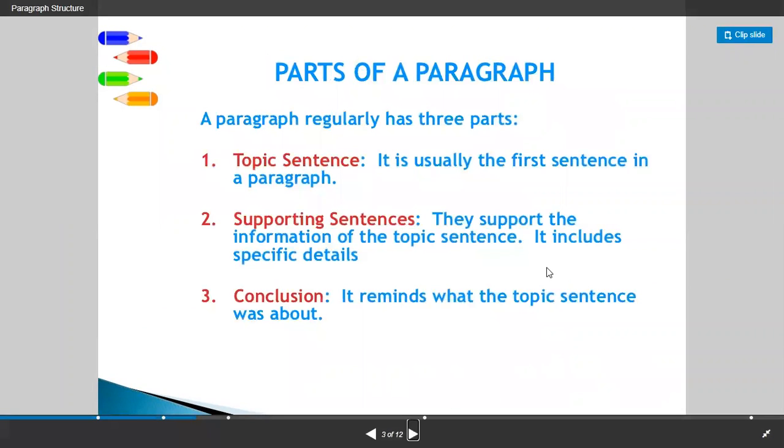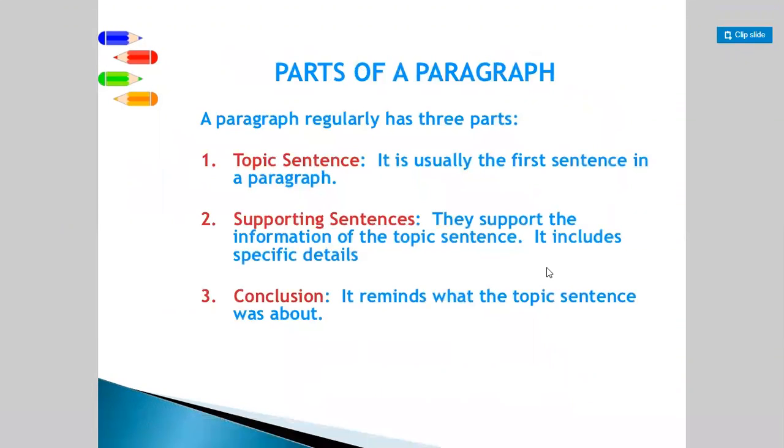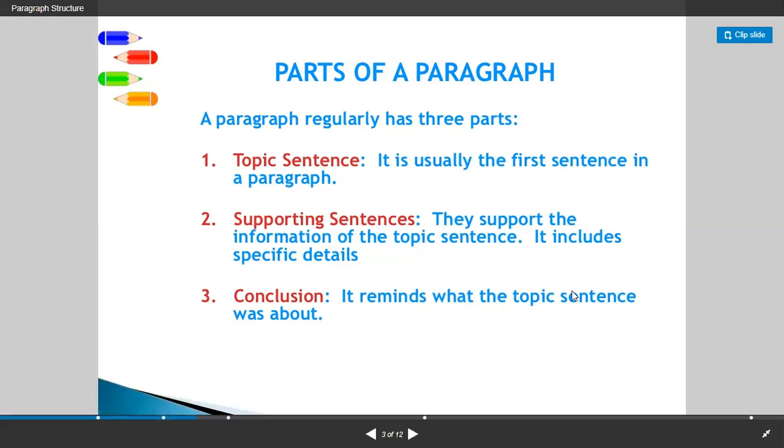Every paragraph which you write usually and generally consists of 3 parts. It doesn't mean that there are only 3 sentences in your paragraph. However, there are 3 parts, and you may include several sentences in one part. So what is the first part of your paragraph? The first part is your topic sentence. It is usually the first sentence in a paragraph. What do you do in your topic sentence? You present the main idea of your paragraph.